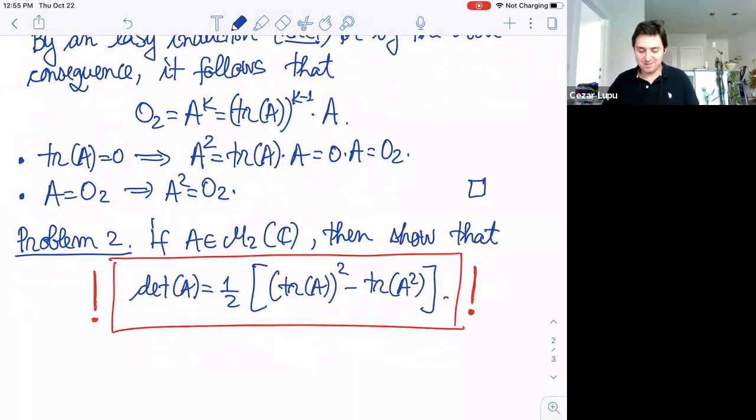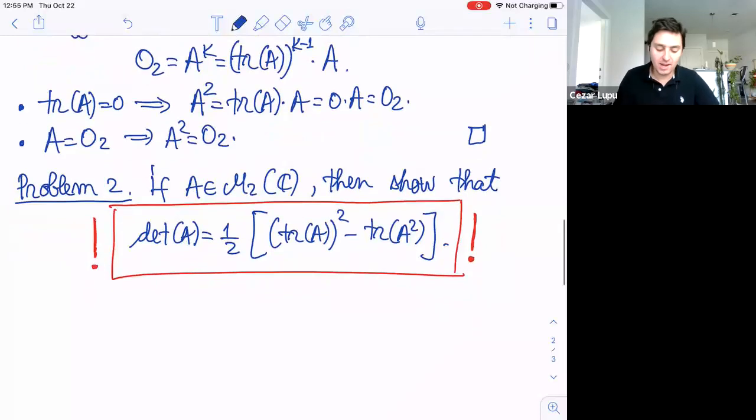All right, let's see this problem. Think of it. Again, the only tool you have at this point is just Cayley-Hamilton. So how would you approach this?